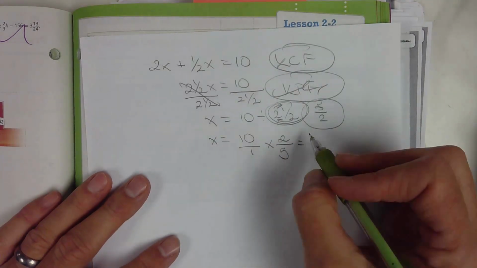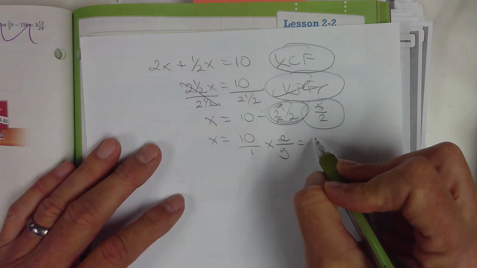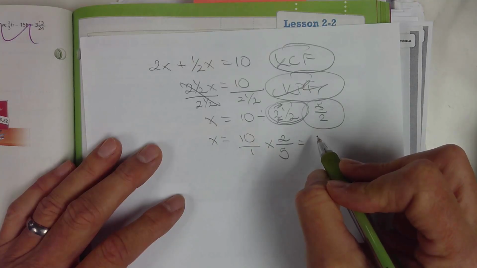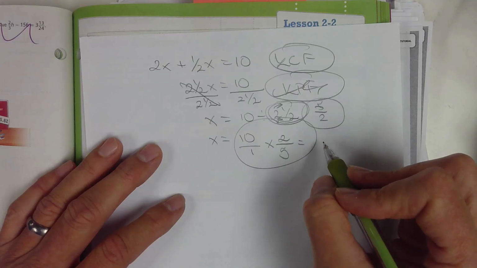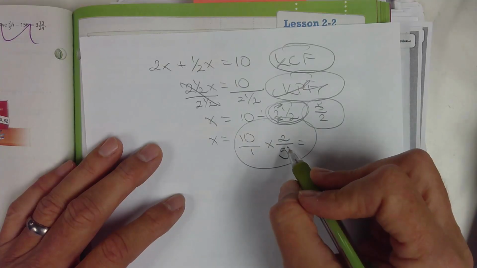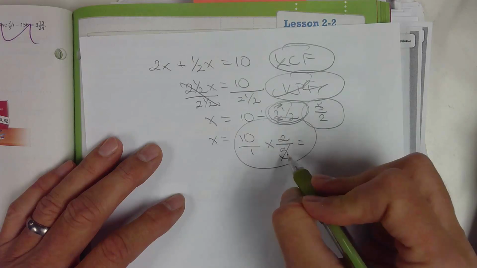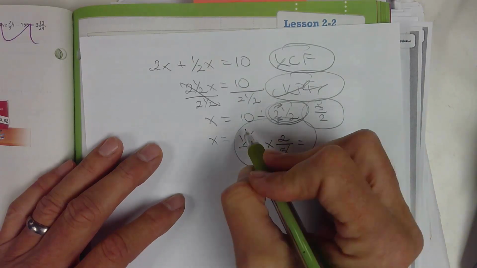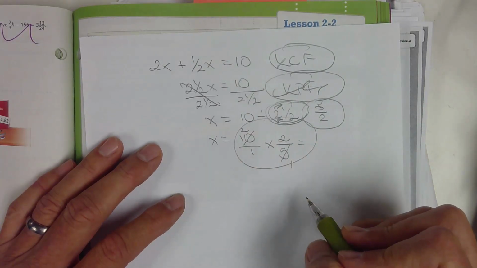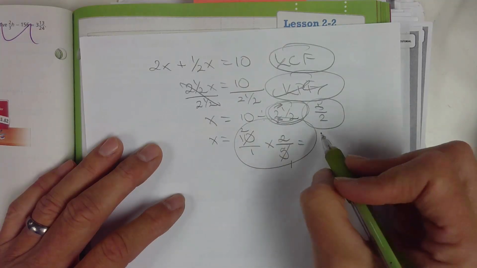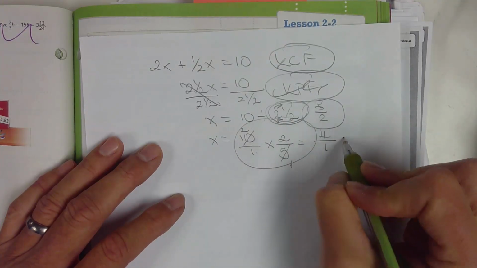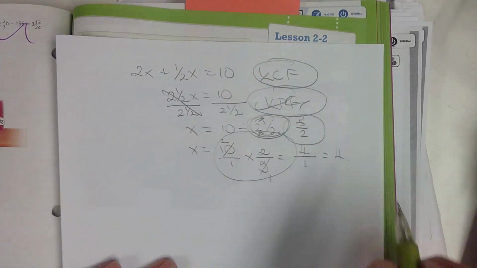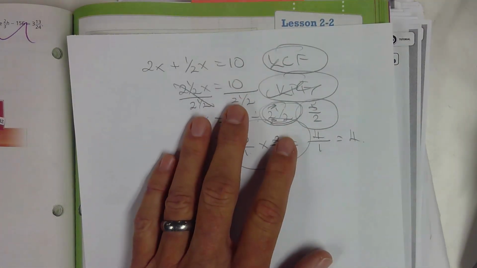What's next? Order of operations, or this is what we're doing right here. Could you do 10 divided by 5? Yeah, you could. You could do some cross-canceling. So 5 goes into 5 once. 5 goes into 10 twice. Now you do 2 times 2, which is 4 over 1, which equals 4. Okay. So that's what we did last week.